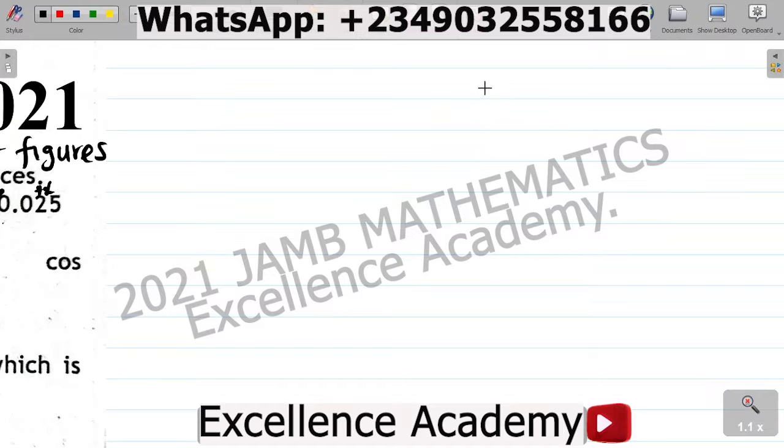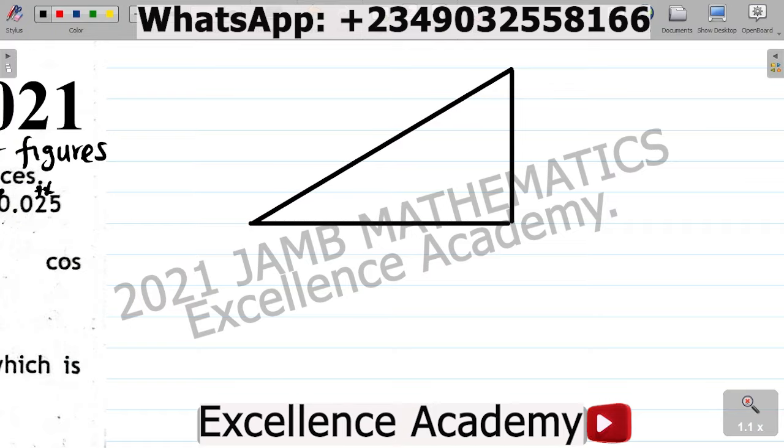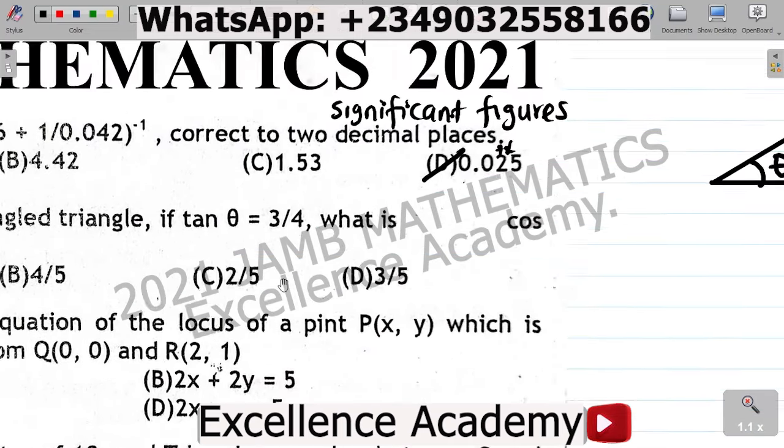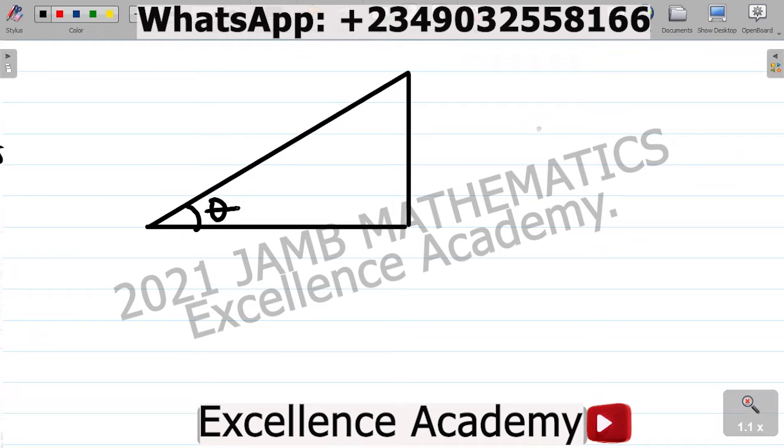Of course, mentioning tan means it's a right angle triangle, because the concept of tan, cos, and sine is only used for right angle triangle. So let's have a right angle triangle here. Let's call here theta. They said tan theta is equal to 3 over 4. So tan of theta is equal to 3 over 4.